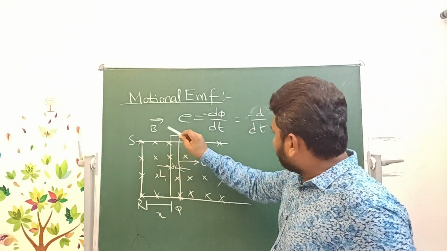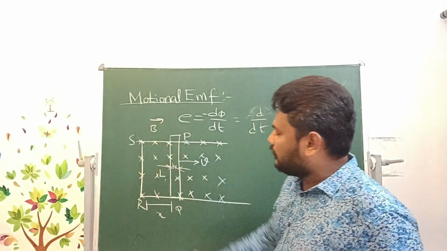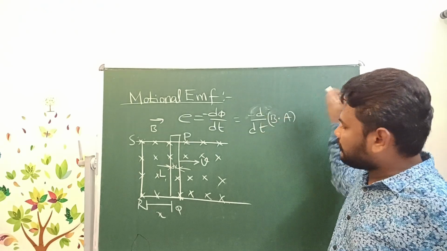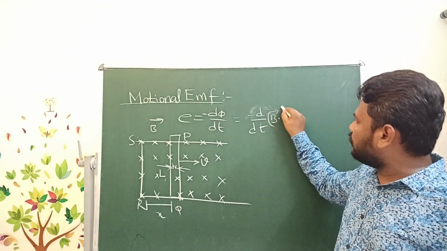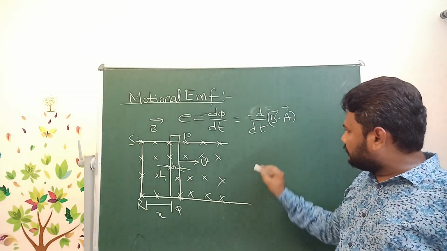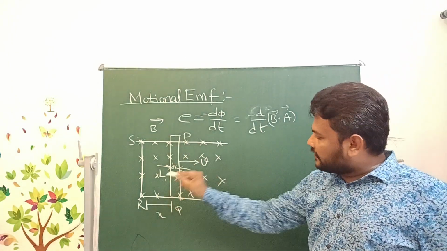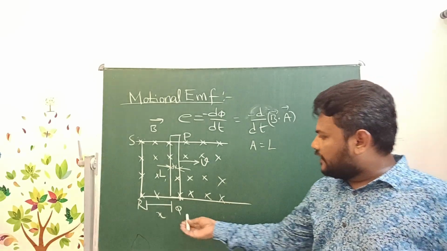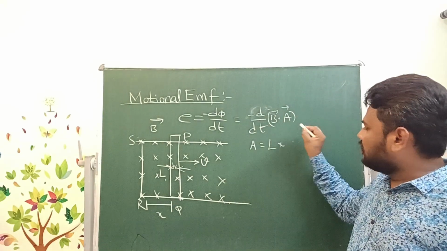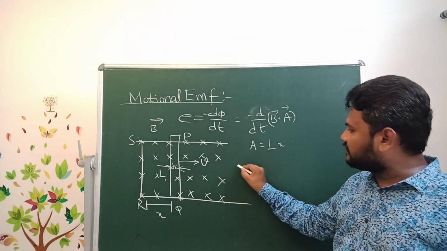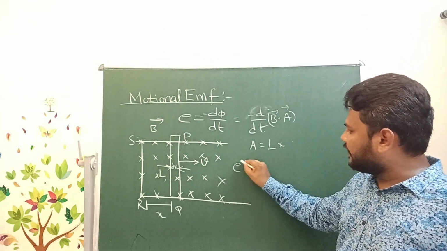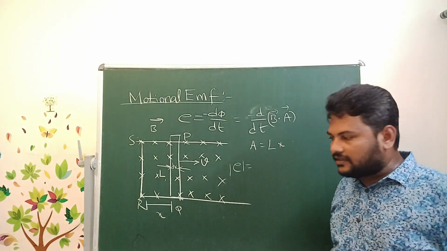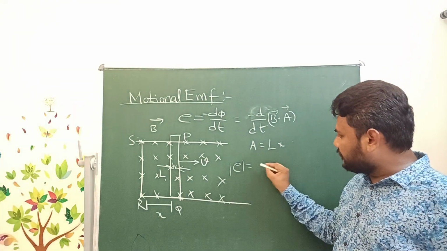The flux linked with this coil PQRS will be, by the formula, flux is B dot A. B is the magnetic field, which is a vector quantity. Area is also a vector. Area of this coil can be written as A equals length of the coil into its width x, that is Lx. Let us substitute this area in the above expression. EMF E equals, if you take only the magnitude, no need to take that negative sign. This negative sign is in accordance with Lenz's law to find the direction of the induced EMF.